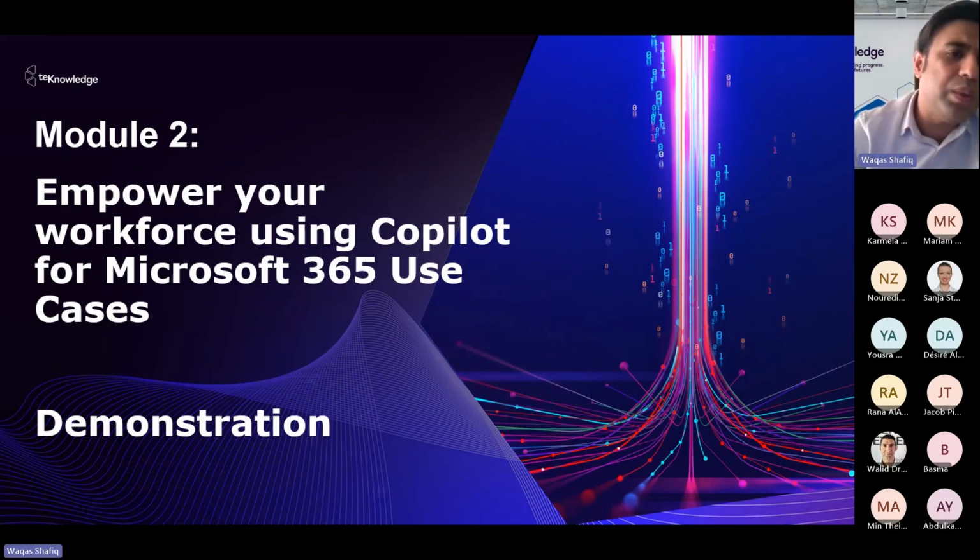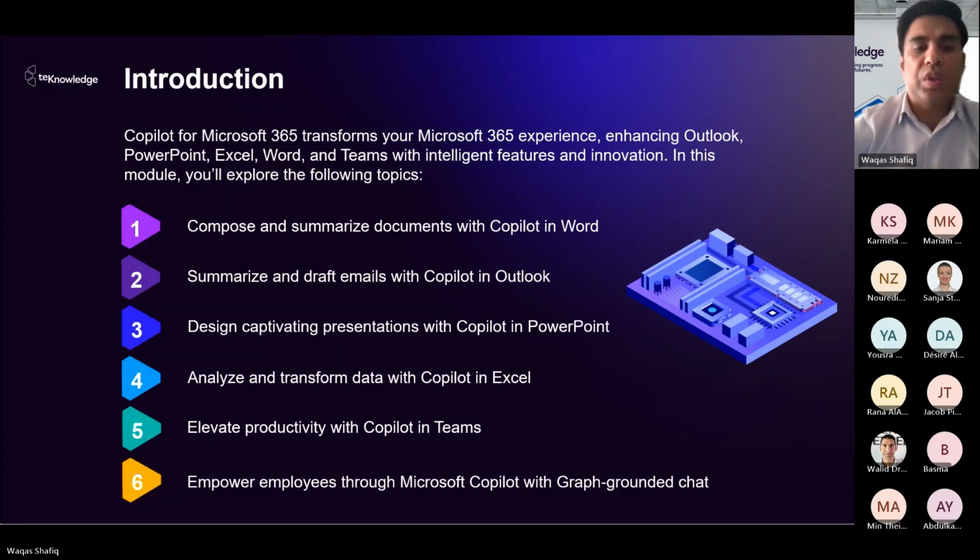Now we will see. So this Copilot for Microsoft 365, as you know, through Copilot, you can compose and summarize documents in Microsoft Word. You can summarize and draft an email in Outlook. You can design a presentation as per your requirement with PowerPoint, and you can analyze and transform data with Excel. You can enhance your productivity by collaborating with your teammates on a daily basis through Microsoft Teams, and you can empower employees through Microsoft Copilot with graph grounded chat.